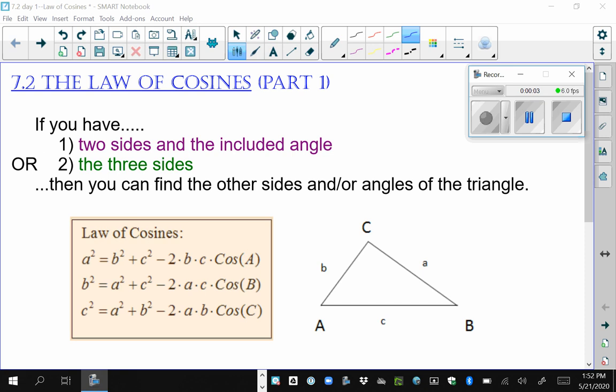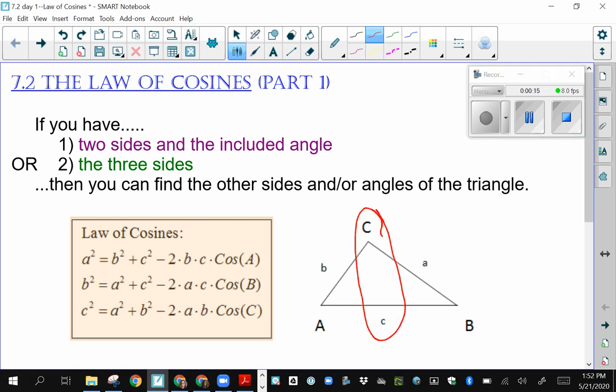Hello everybody, this is section 7.2, part 1 video, and this is the law of cosines. We've already learned about the law of sines. Remember, when we use the law of sines, we have to have a known angle and side relationship. And if we don't have that, we can't use law of sines. Law of cosines gives us another option.